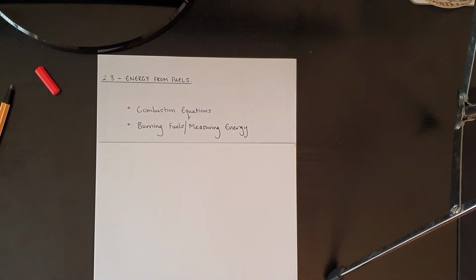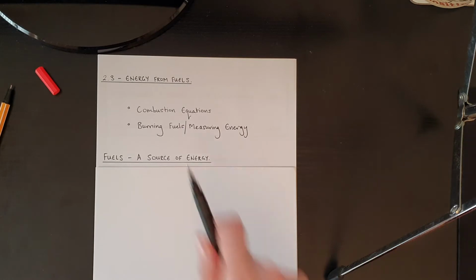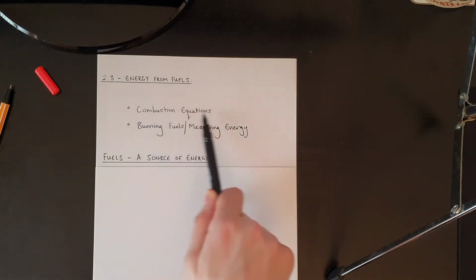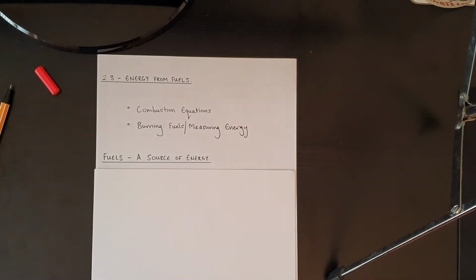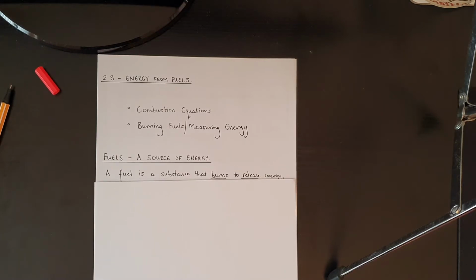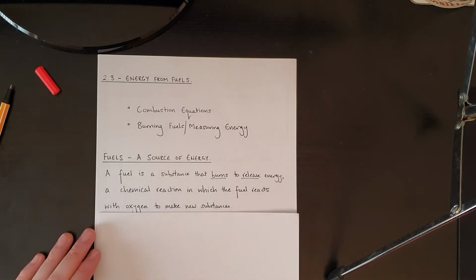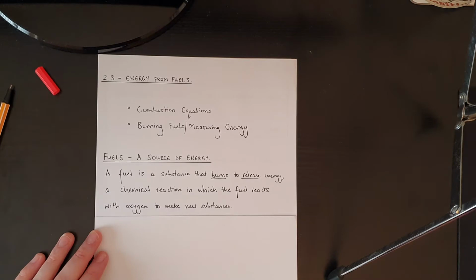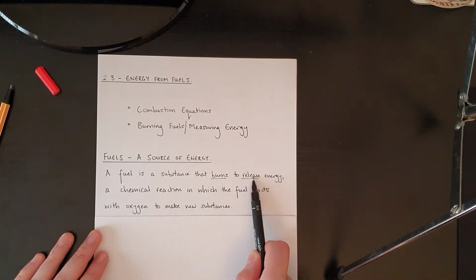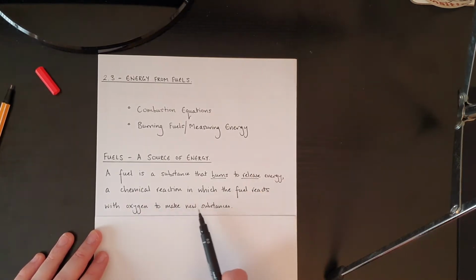Before we do that, we first want to think back about what a fuel is from National 4, because the main focus of this particular video is going to be the combustion equations component. When we think of fuels, we need to think of a substance that burns to release energy. By that, we're talking about a chemical reaction in which the fuel reacts with oxygen to make a new substance, or new substances, plural. So we want to think about something releasing energy, reacting with oxygen, and forming something new.